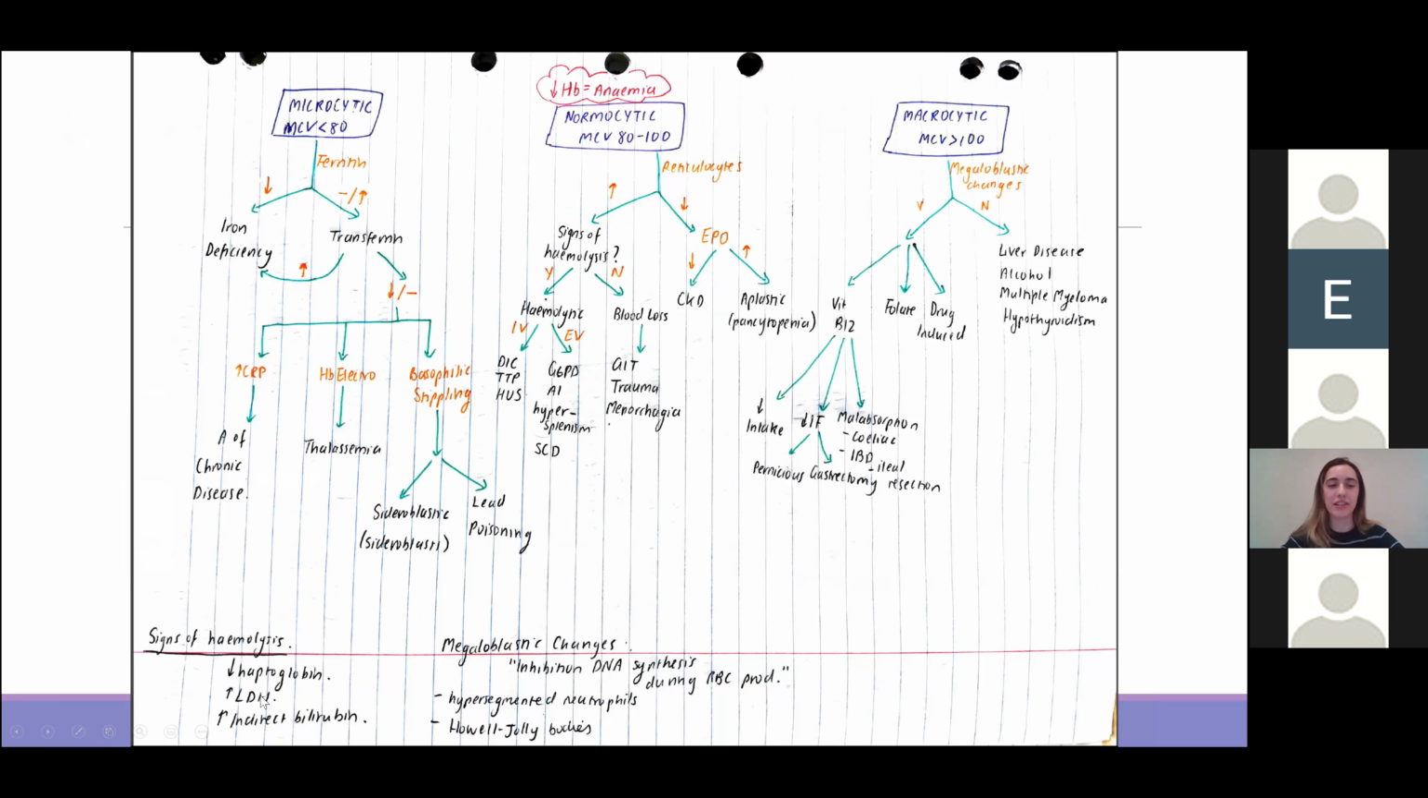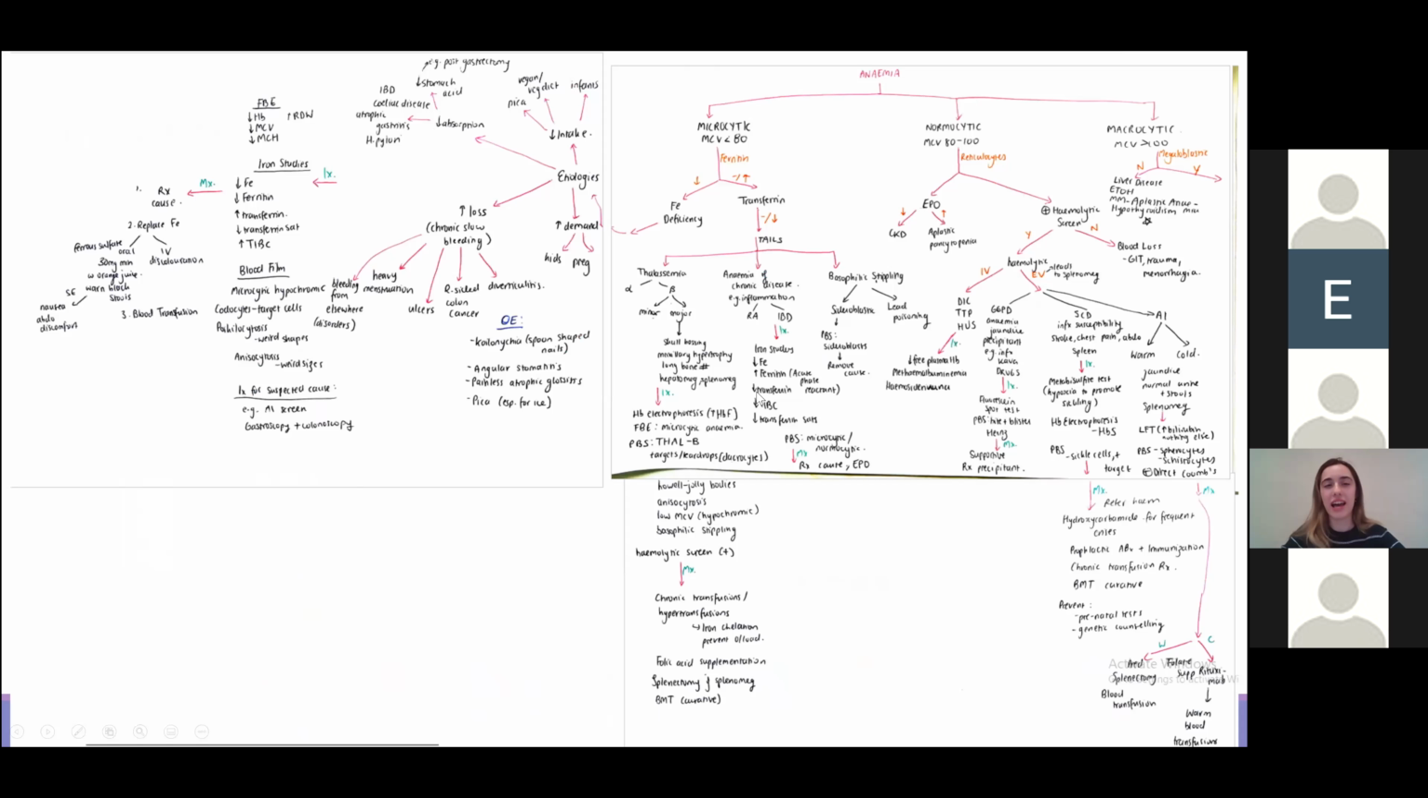It's also got your signs of hemolysis here as well. And this is another version if you want to know everything in a diagrammatic format, from causes to management. But don't feel like you need to know all of this. It's just if you wanted the bigger picture.